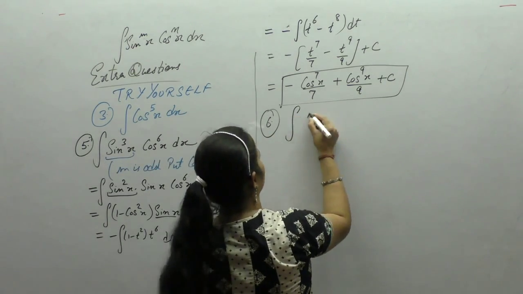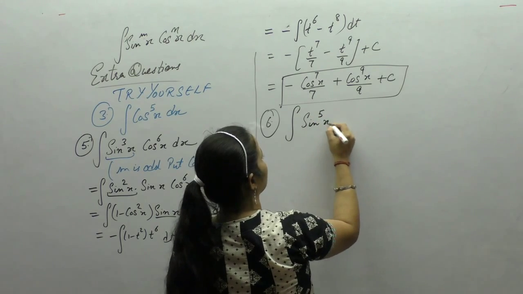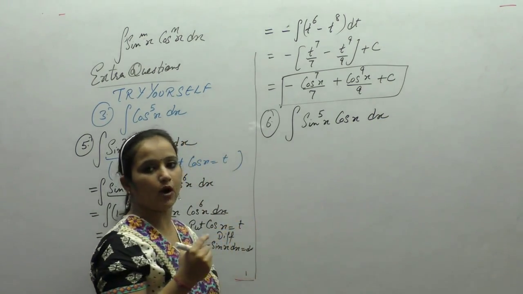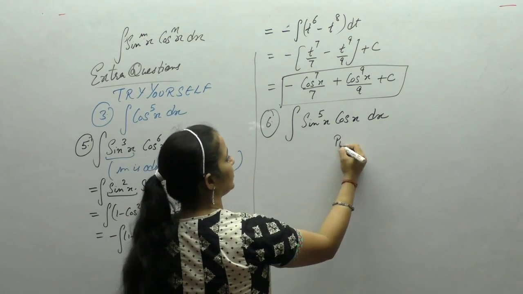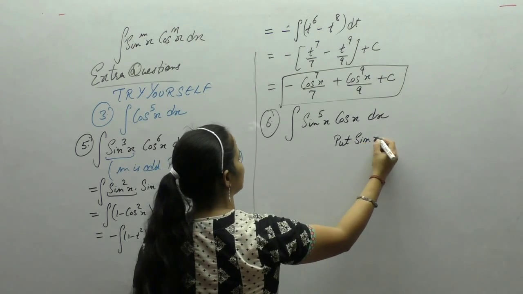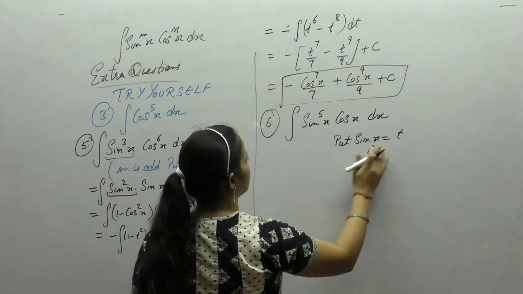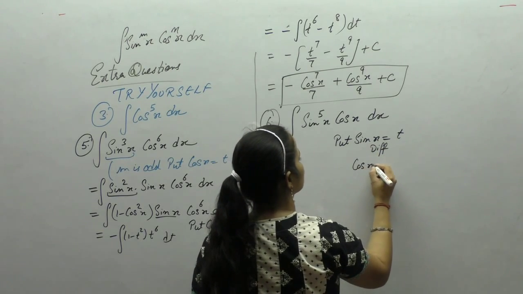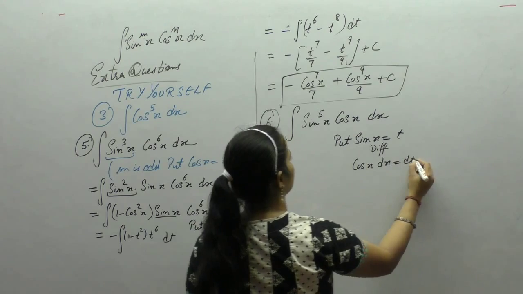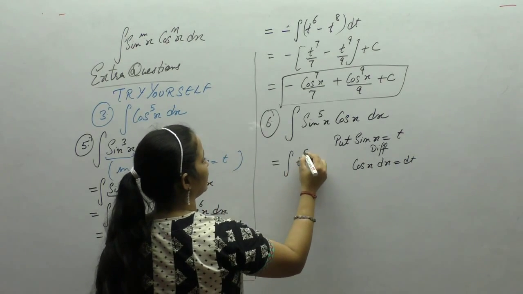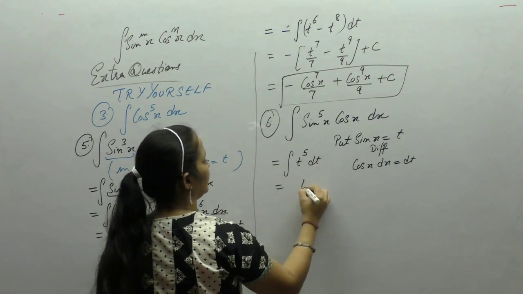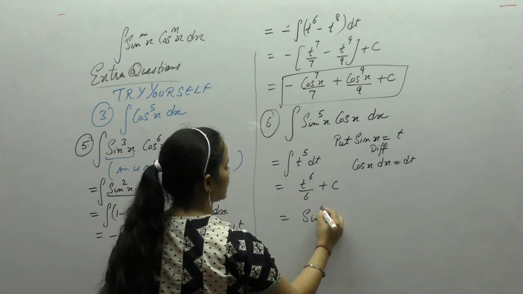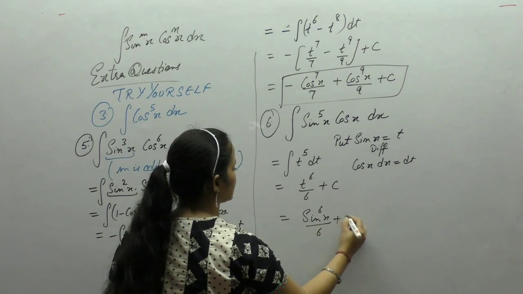Next is integral of sin 5x cos x dx. Here the powers of sin and cos are both odd, so we can put sin or cos as t. Put sin x as t. After differentiating, derivative of sin is cos x, so cos x dx is dt. t to the 5 dt. Apply the power rule, n plus 1, t to the 6 upon 6. And t here is sin x. Sin 6x upon 6 plus c.